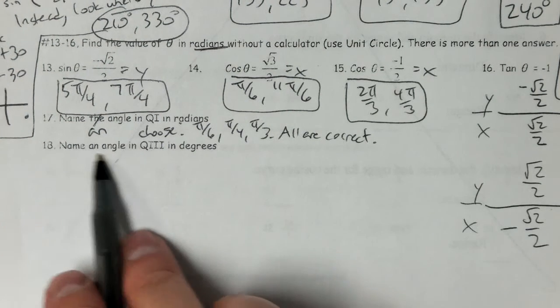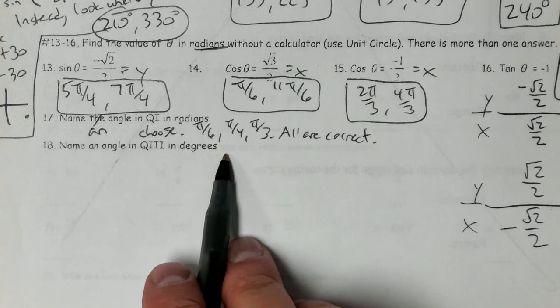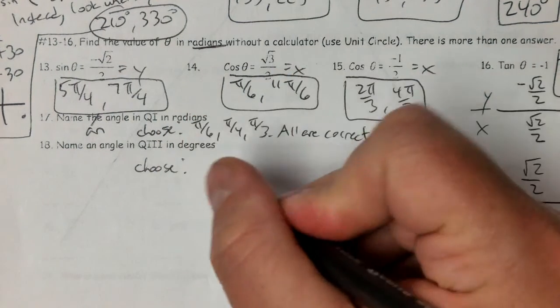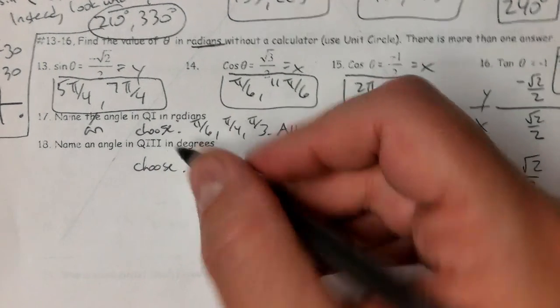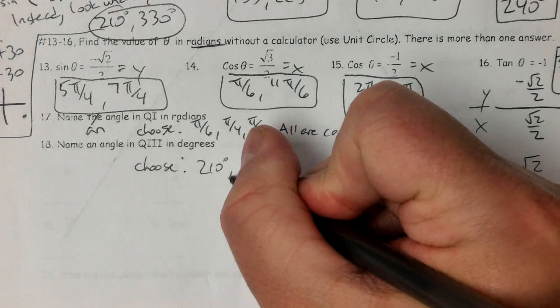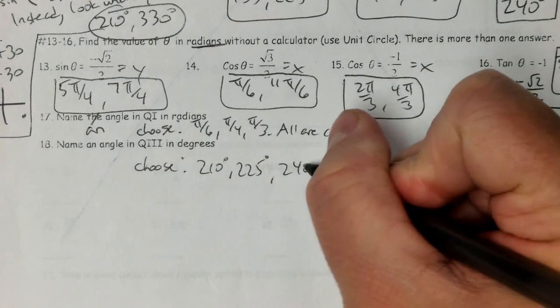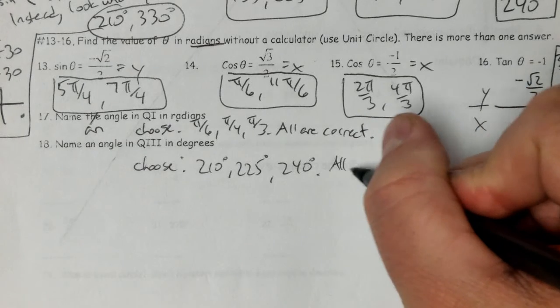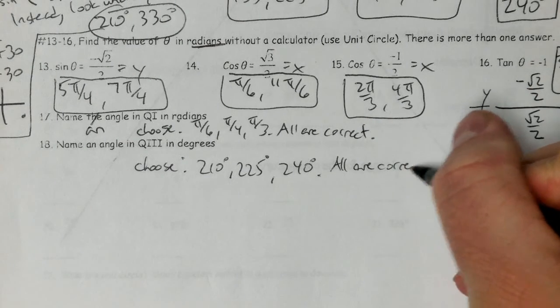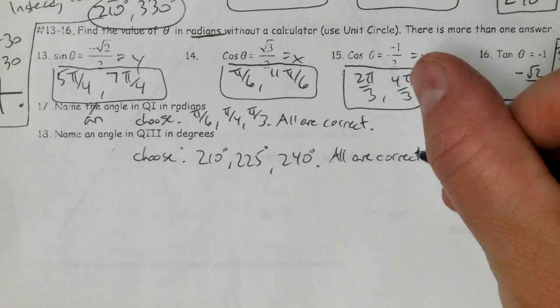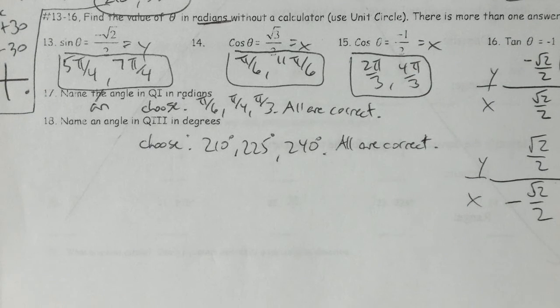The next one says name an angle in quadrant 3 in degrees. So on this one, choose, let's see, quadrant 3, that'd be 210 degrees, 225 degrees, or 240 degrees. Again, all are correct. So just make sure you know where the quadrants are.